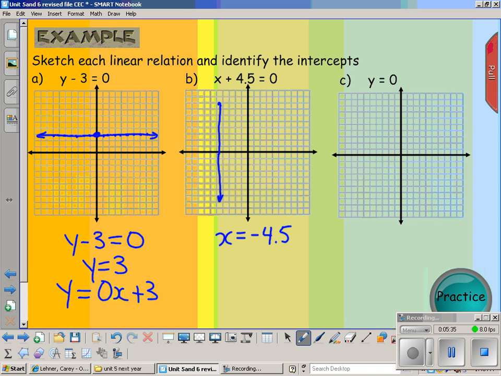C, y equals 0. Well, y equals 0 is going to be a horizontal line that passes through 0 on the y-axis. This is actually our x-axis line. And you have now graphed y equals 0. So if you ever just have a y variable, you will have a horizontal line. And that horizontal line will have a y-intercept of whatever value y is equal to. If you just have an x variable, we are going to have a vertical line, and it will have an x-intercept of that value that x is equal to.